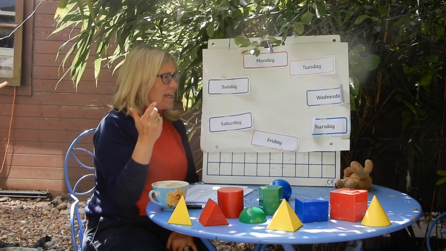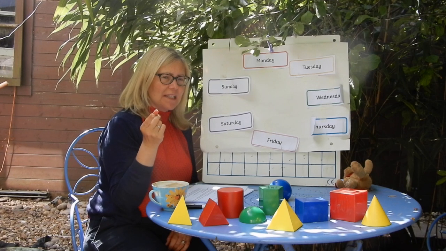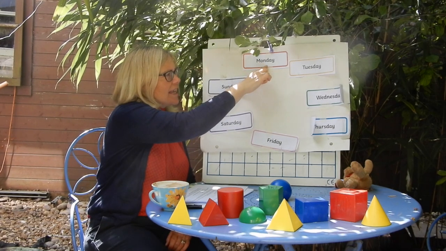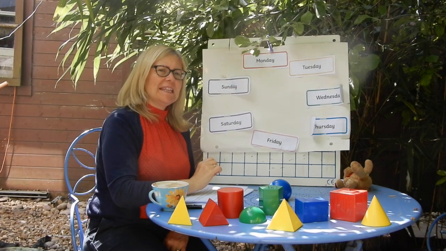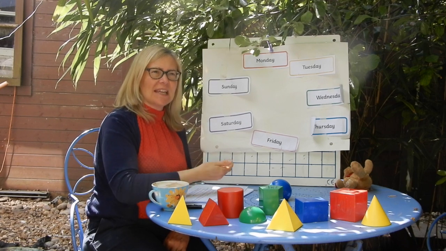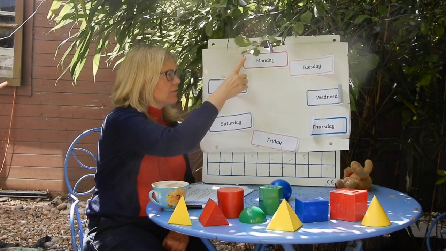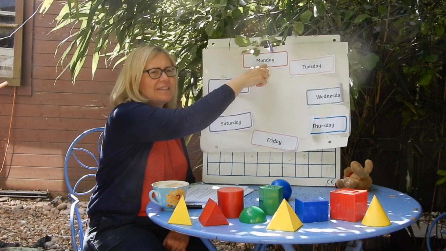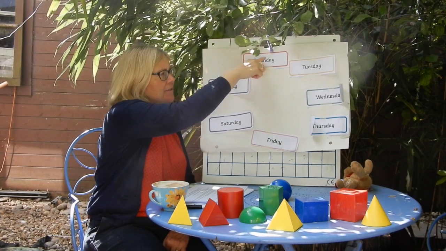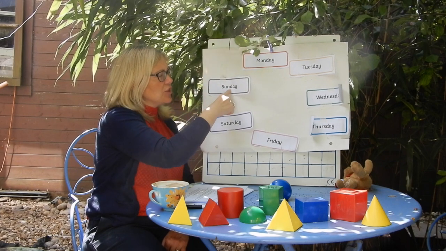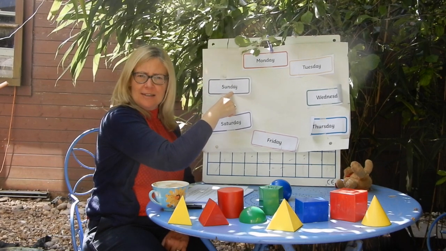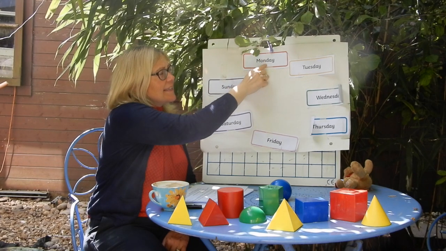Now, let's imagine today is Monday. Okay, so here's Monday. What day would it have been yesterday? Remember, yesterday is going backwards, the day that's already happened before the day we're on. So we're on Monday. What day was yesterday? So yesterday going backwards, just one jump, would bring us to Sunday.